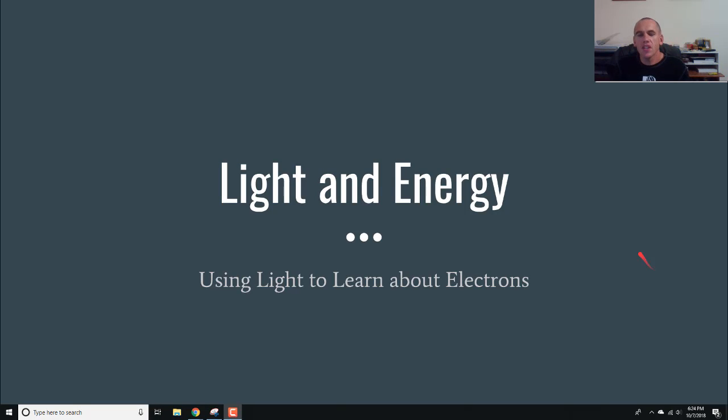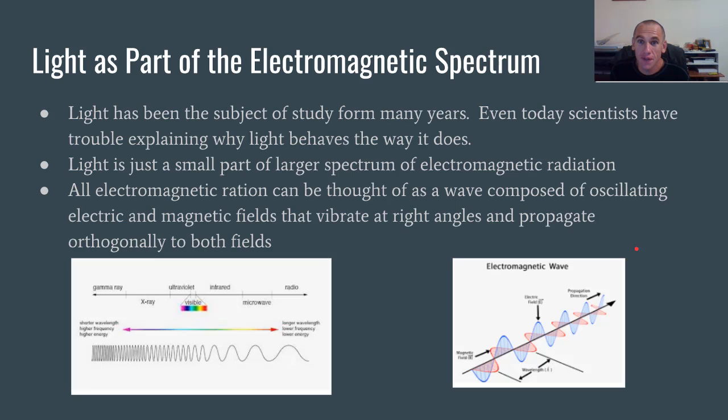Hello everyone. In this lesson we're going to look at light, energy, electrons, and atoms and how all of those are related. Now to get into this a little bit, we first need to understand light as a part of the electromagnetic spectrum. You guys probably all remember that light is just the visible part. That's the part we can see, but light is just an electromagnetic wave.